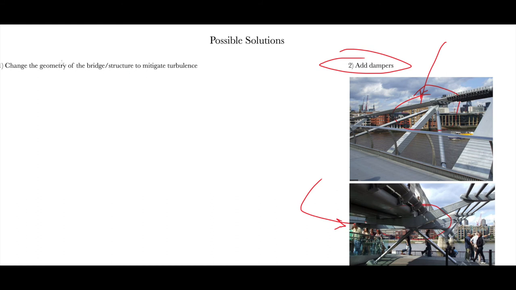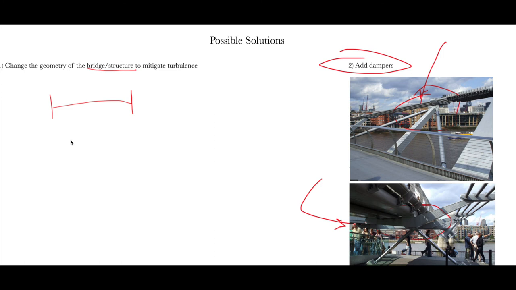The second solution is the easier solution, which is changing the geometry of the bridge or a structure, if we talk about a building, to mitigate the turbulence, right? So the cross-sectional area of the Tacoma Bridge was something like that. If we change this or change the aerodynamics of this section, that would really reduce or even prevent the turbulence and the vortex shedding from occurring.